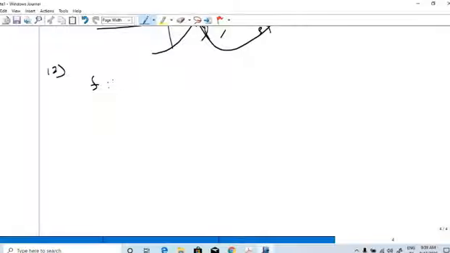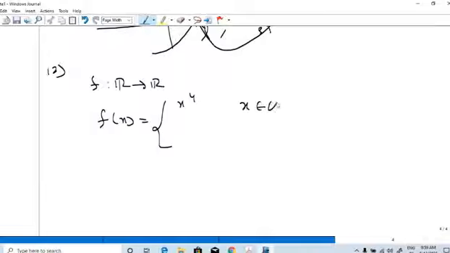F is a function from R to R defined by f of x equal to x power 4 if x is rational, 2x square minus 1 if x is irrational. Now you know that there is a trick to check the function continuity point. Just equate these two functions, that is x power 4 equal to 2x square minus 1. Solve this equation and find the values of x.